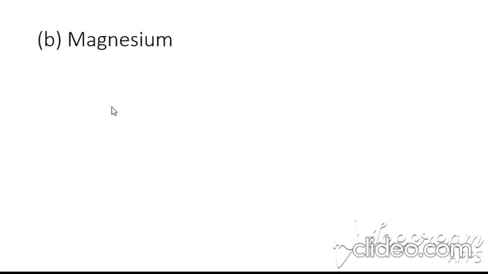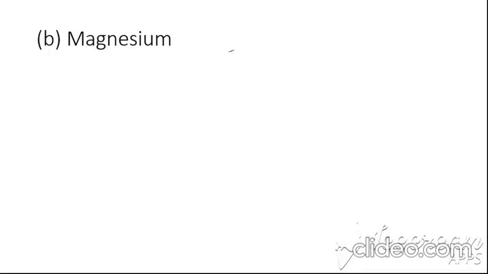So we're going to do the same thing for magnesium. So let's start with the symbol. So the symbol for magnesium, it's what? Mg. The mass number is what? 24, while the atomic number is what? 12. So you need to be familiar with what? The periodic table. So let's start now. So the symbol for magnesium is what?